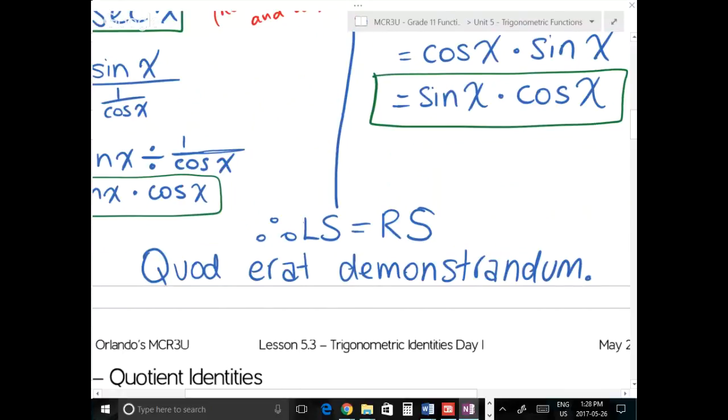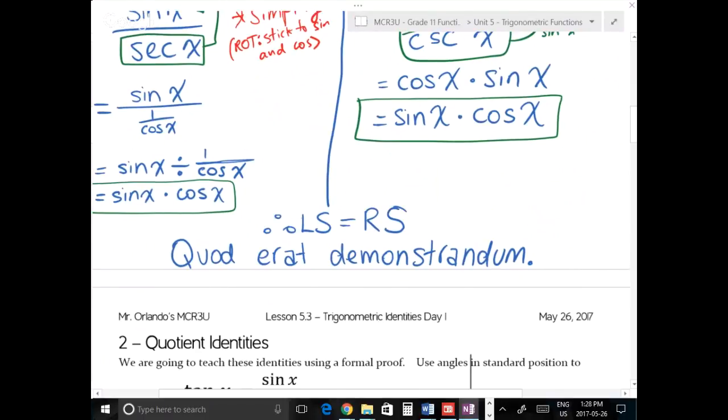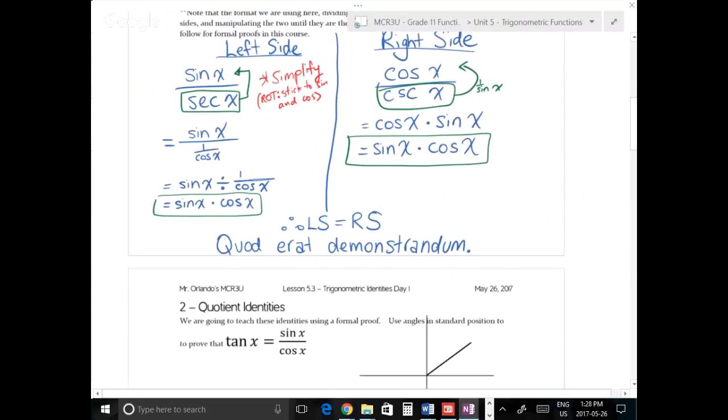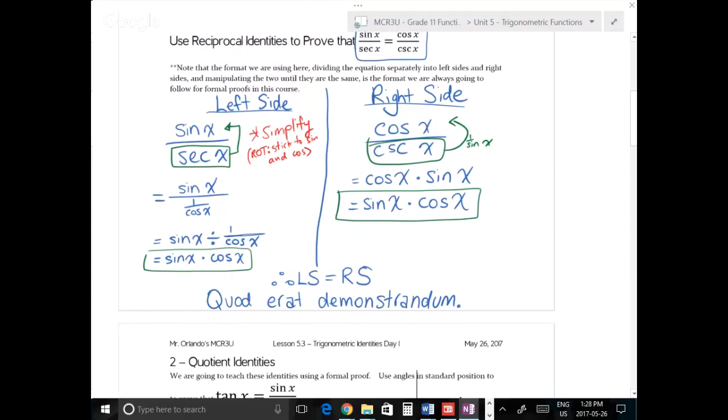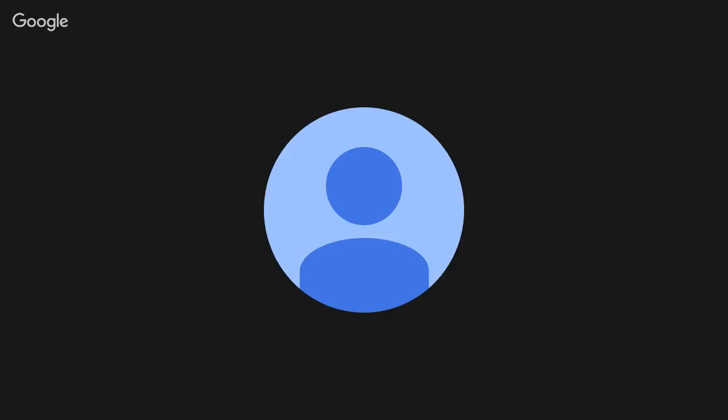So we said, hey, the left side equals the right side, and that's what I was trying to tell you. Quod erat demonstrandum. At the beginning, we say, use reciprocal identities to prove that the left side equals the right side. And at the bottom, we say, hey, the left side does equal the right side, which was what we were trying to say. And usually, at the end of a proof, we will short form this to QED. So at the end of every proof, we put that little piece of formalism.